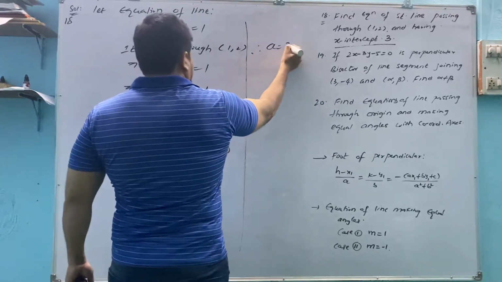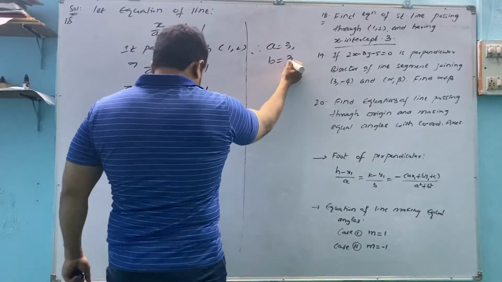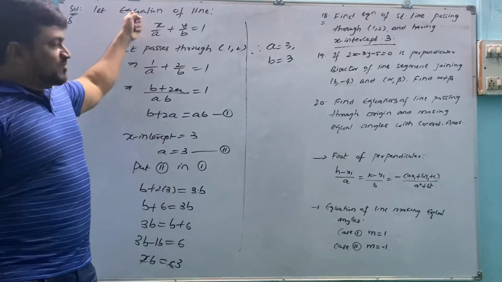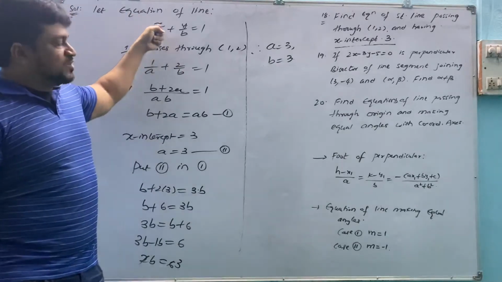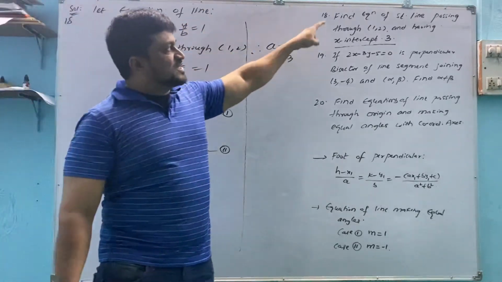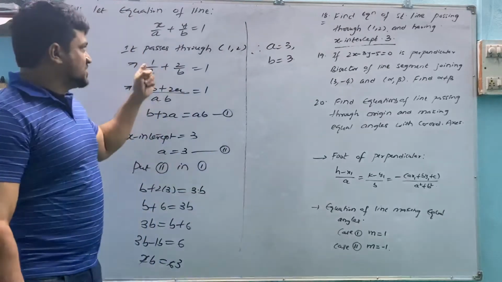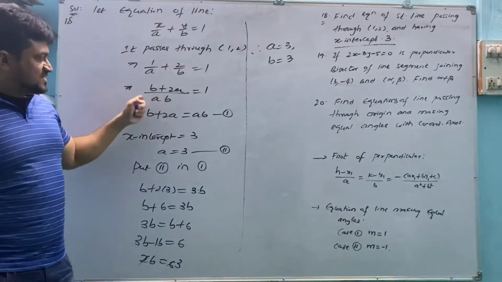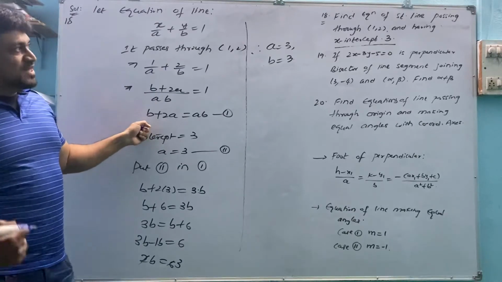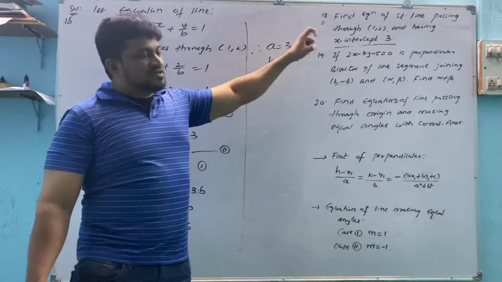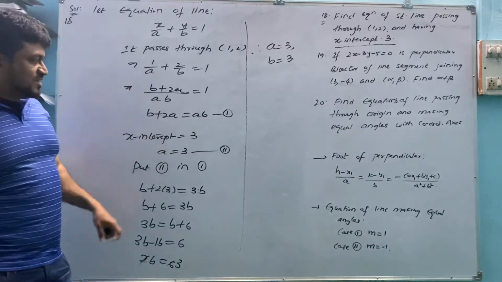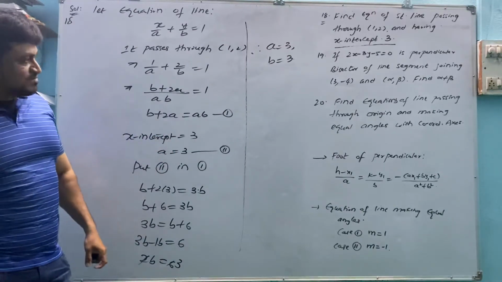Therefore, we have the a value as well as the b value. How to get this one? To find the equation of the line, we have to take x by a plus y by b equal to 1. Why this equation? Because of intercept and passing through a point, we have used that one. Then, substituting in place of x and y, you get equation 1 after simplifying. Then read out the question: having x intercept 3, so x intercept means the a value is 3. Substituting second in 1, you will get the b value.